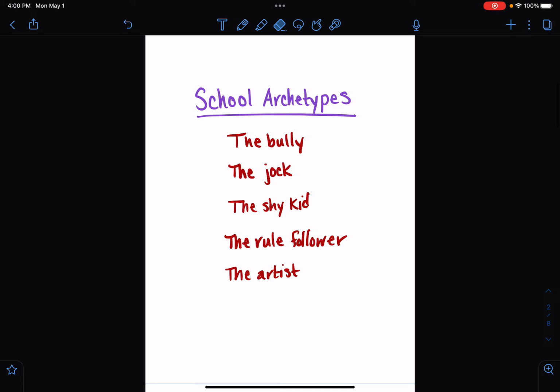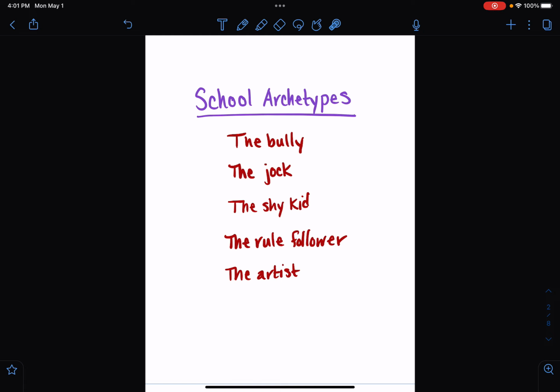All right, so, school archetypes. This is kind of what I was talking about, guys. A lot of times you've got the bully, and then you've got the jock, and then you've got the shy kid, and the rule follower, and the artist. So I know that all of us have an idea in our head about what each of these might look like or might act like. And we may not all have the exact same idea. It might have something to do more with like our experience in life. But the general outline, the foundation for the character is there.